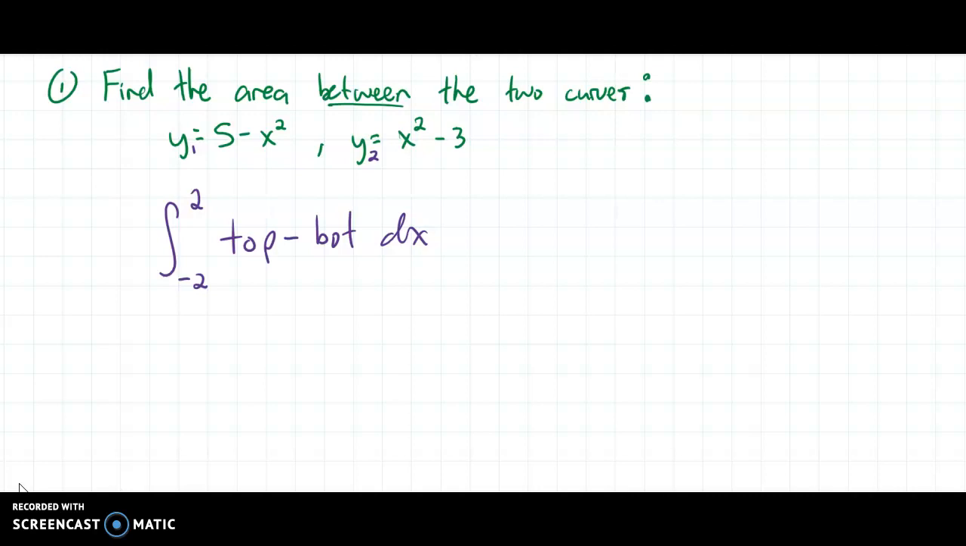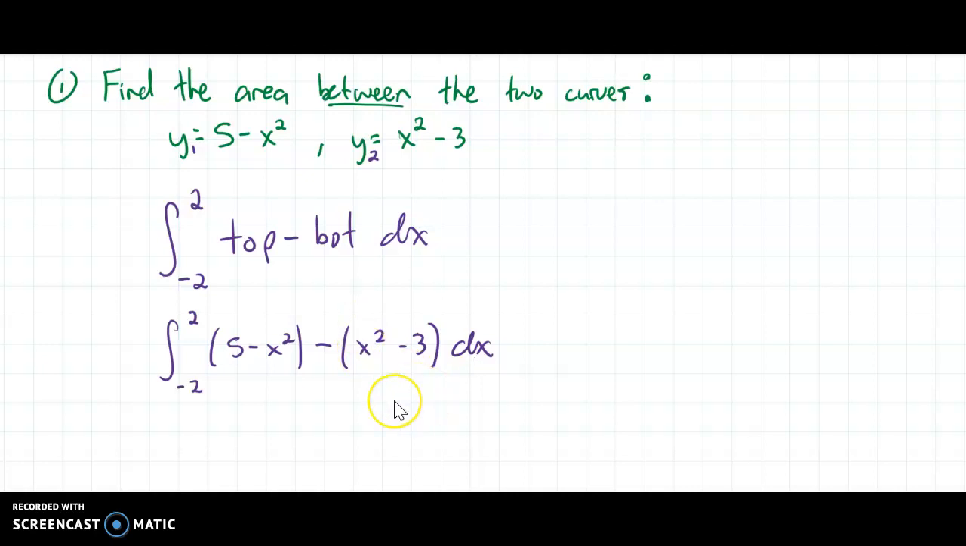So I'm going to do the integral from -2 to 2 of (5 minus x squared) minus (x squared minus 3) dx. The first set of parentheses that I wrote is actually not necessary, but the second one absolutely is, because this negative needs to apply to both those pieces. Now, we could calculate this integral by hand. It's not that bad, but I'm going to show you how to do it with your calculator.